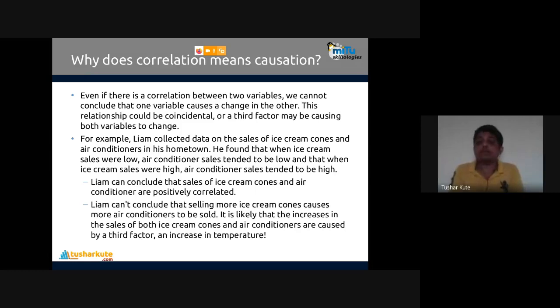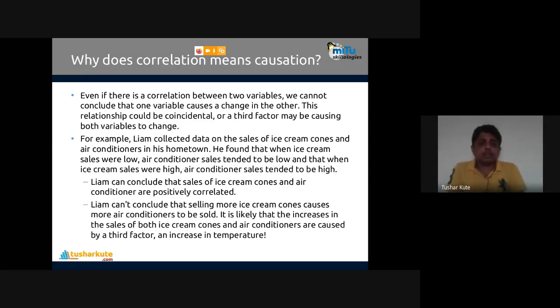So even if there is a correlation between two variables, we cannot conclude that one variable causes the change in the other. Okay, correlation is present, but we cannot conclude that one variable causes the change in the other. This relationship would be coincidental also, or a third factor may be causing both variables to change. That may be one more thing that we need to consider. A third variable, a third factor, may be causing both variables to change. That may also be present in the system.